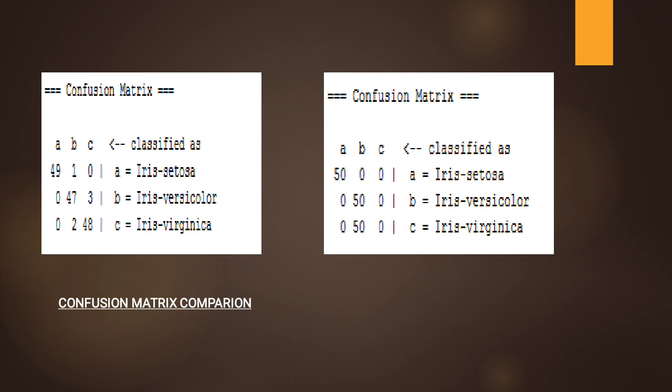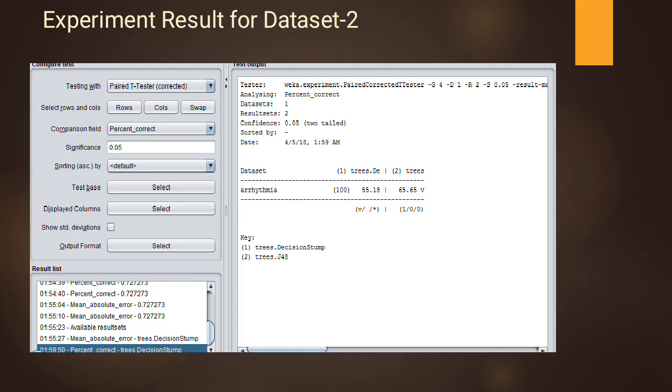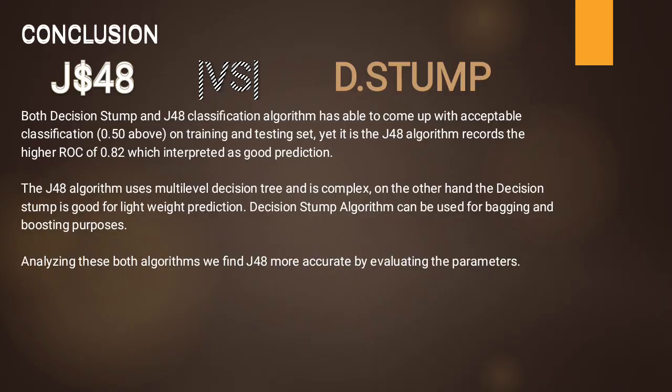So let us see the confusion matrix. If you see the confusion matrix, for A, which is Iris setosa, it identified 49 as Iris setosa, but it identified 1 as Iris versicolor. So the confusion matrix shows how much of the total data was interpreted correctly. In the experiment, we used the Experimenter, and we can see that the second one has the greater value, so J48 will be better than the decision stump.